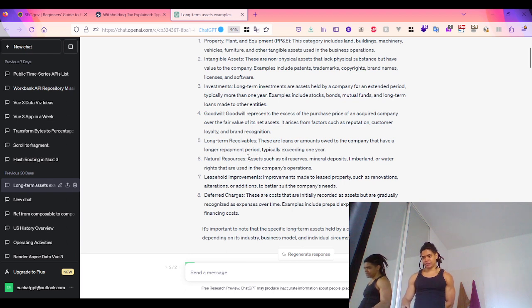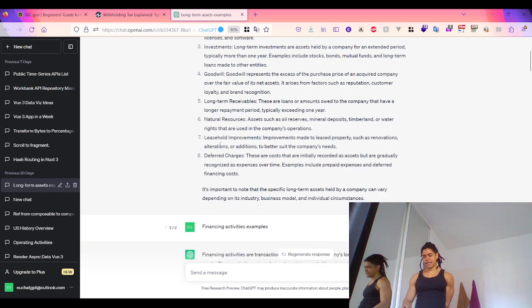Natural resources: assets such as oil reserves, mineral deposits, timberlands, or water rights that are used in the company's operations. Leasehold improvement, something that I mentioned: improvement made to a leased property, such as renovations, alterations, additions to better suit the company's needs. Deferred charges: these are costs that are initially recorded as assets but are gradually recognized as expense over time. Examples include prepaid expenses and deferred financing costs.